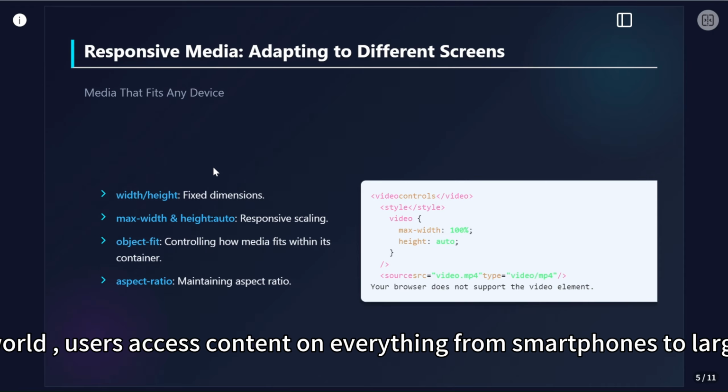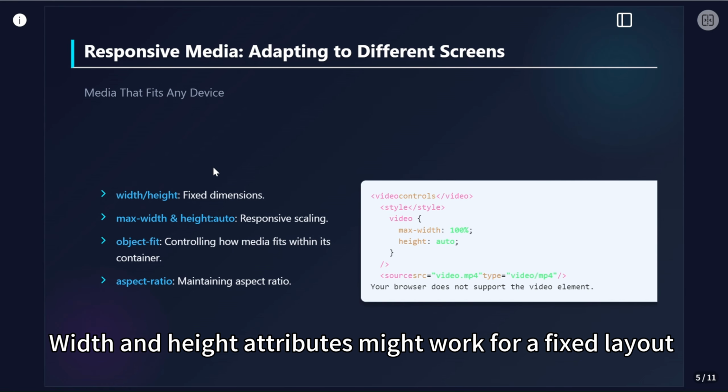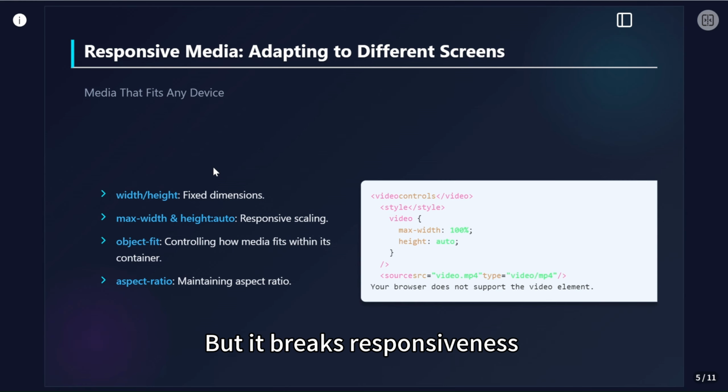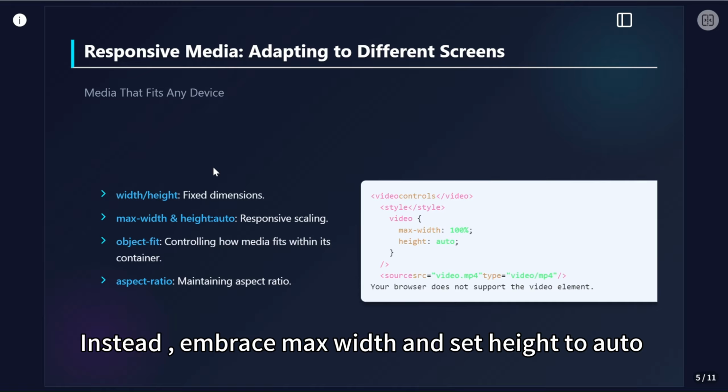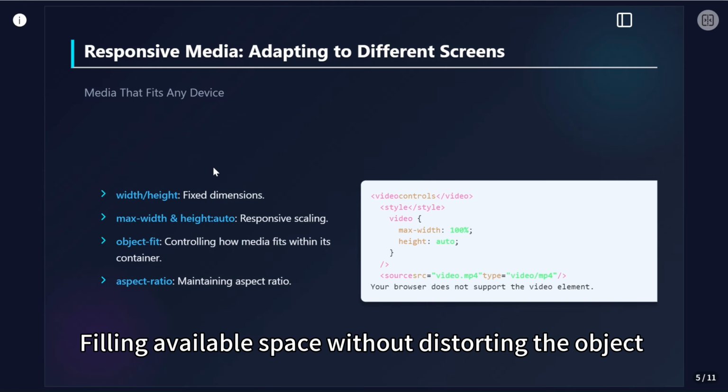In today's world, users access content on everything from smartphones to large monitors. Your media needs to adapt. Hard-coding width and height attributes might work for a fixed layout, but it breaks responsiveness. Instead, embrace max-width and set height to auto. This lets the video scale nicely within its container, filling available space without distorting.